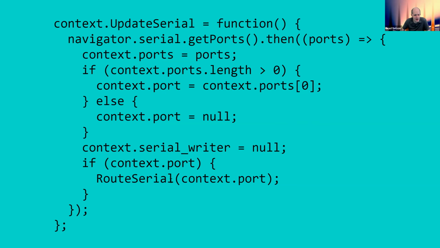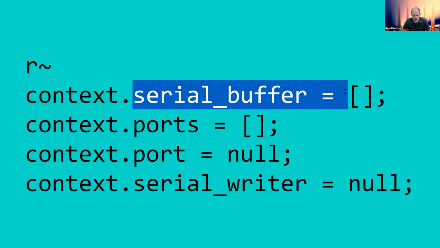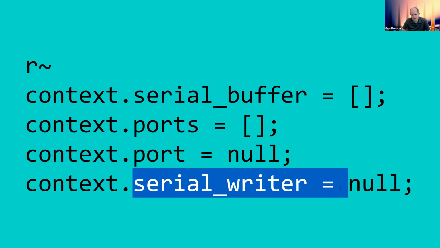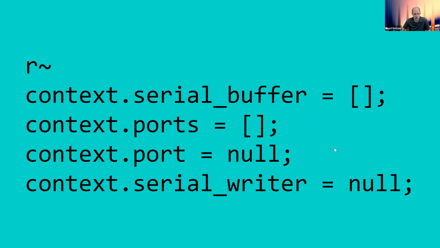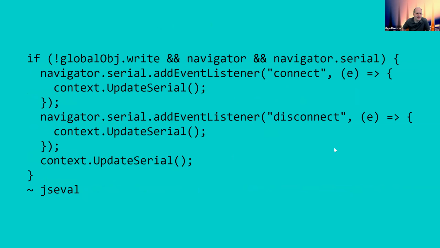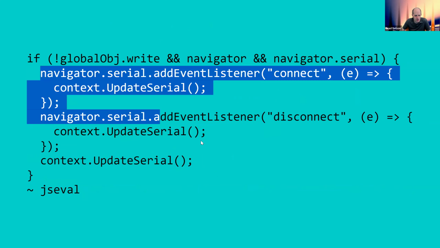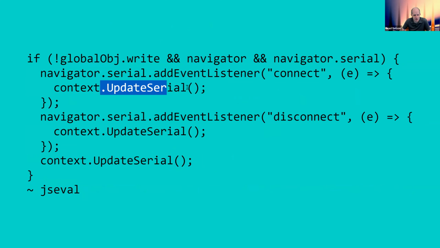And so the net is that this buffer will contain inbound bytes, and this writer will be available to send bytes outward, which is ultimately all I want to plumb into Forth. One more thing I do is I register some listeners to do this update serial operation whenever something changes about the connections of the serial ports.